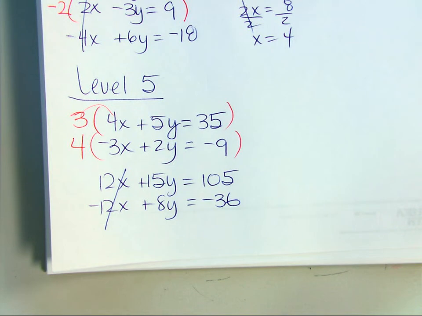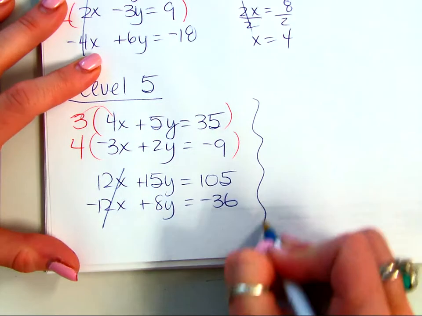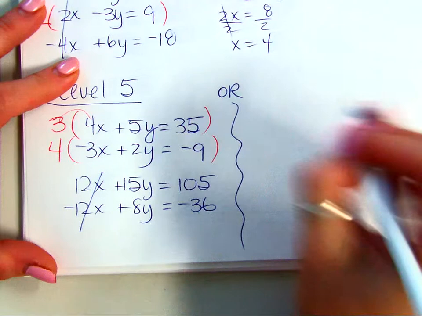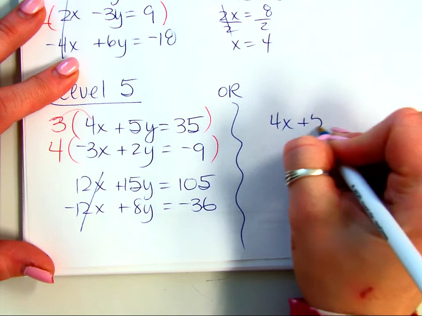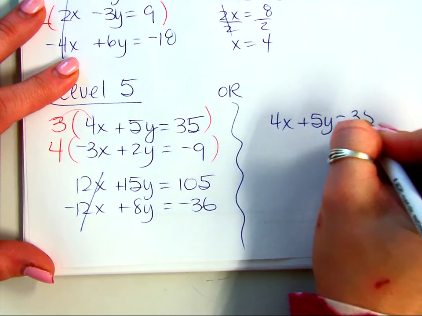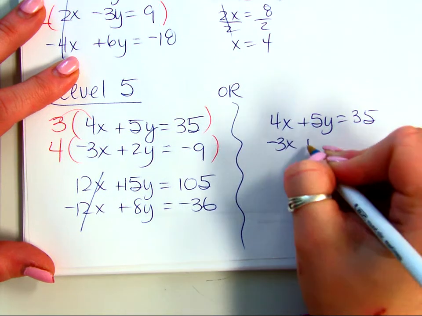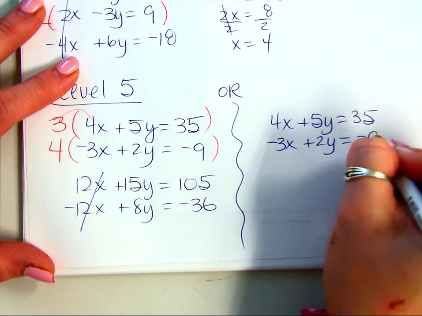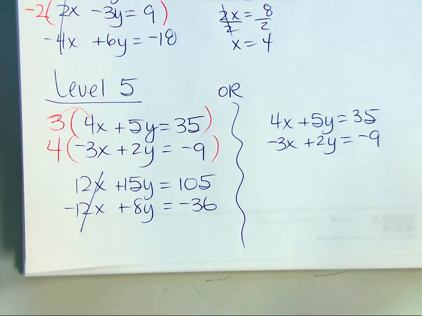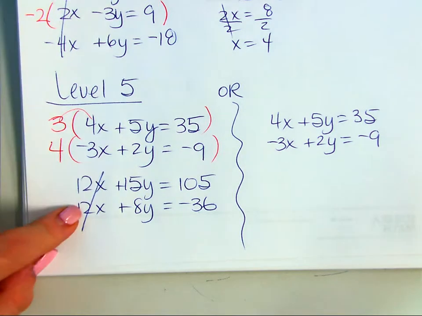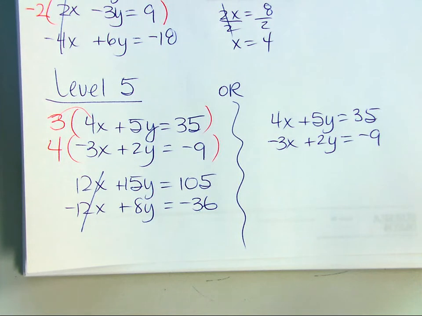So, let's do it the other way. Let's take 4x plus 5y equals 35, and negative 3x plus 2y equals negative 9. And let's say you want to cancel out the y's. I need you to understand that this literally can happen. Like if you work with a partner and you decide to cancel out the x's and they decide to cancel out the y's, your work is going to look very different, but your answers will and should be the same.